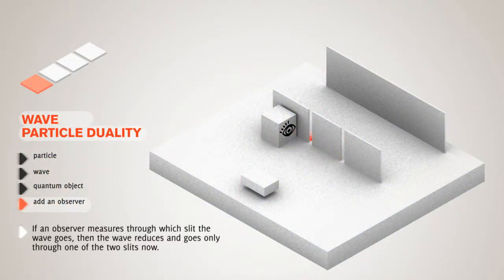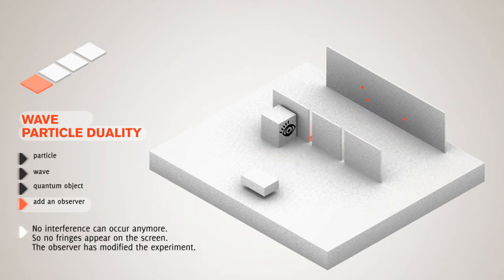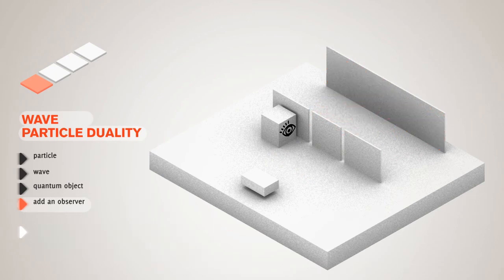If an observer measures through which slit the wave goes, then the wave reduces and goes through one of the two slits. This creates an even bigger mystery. How could a particle know we have a detector and pass through only one slit instead of both slits? Now the interference pattern on the screen is gone. A particle is no longer acting like a wave. The measurement changed the wave interference pattern.